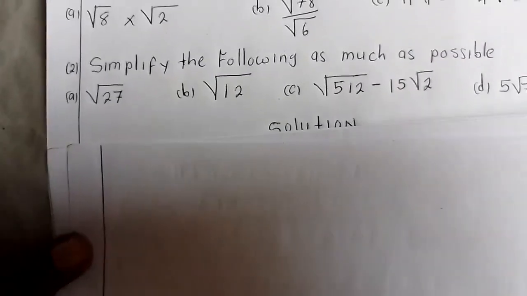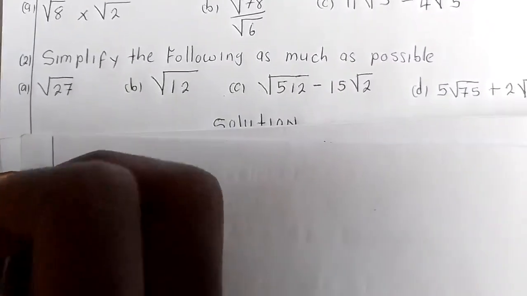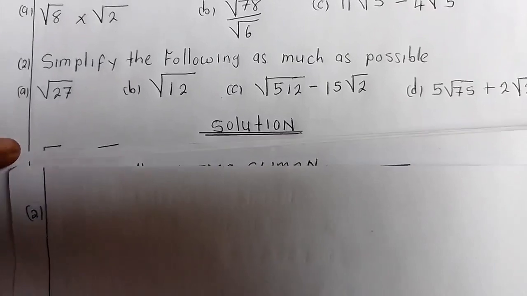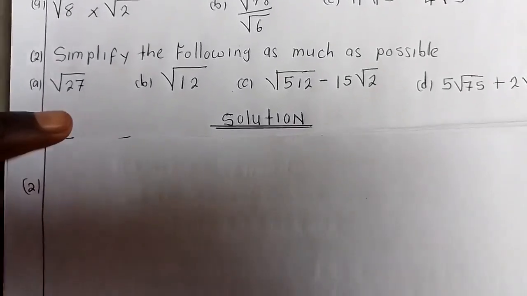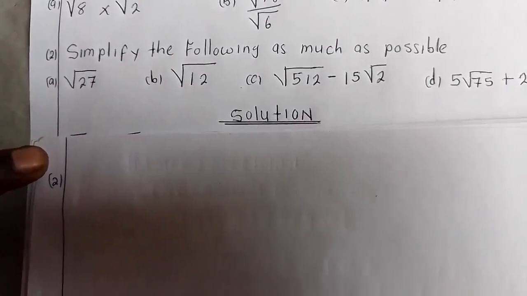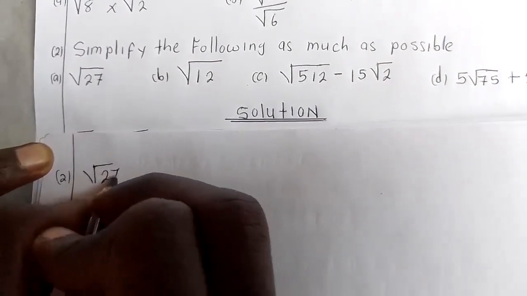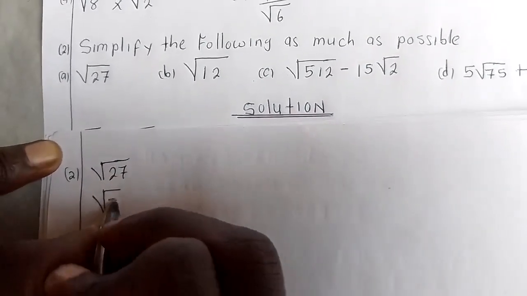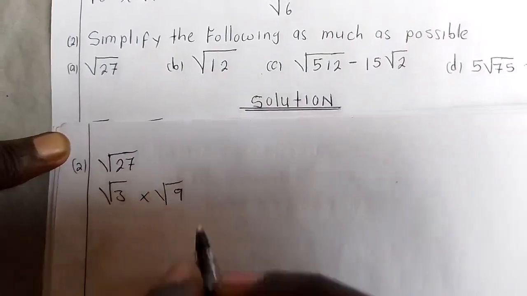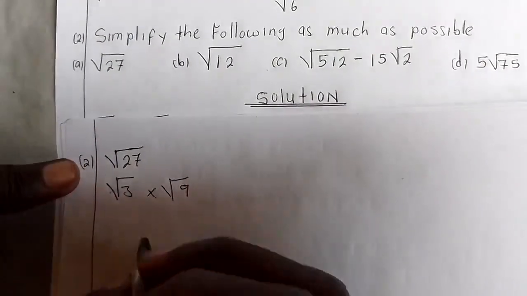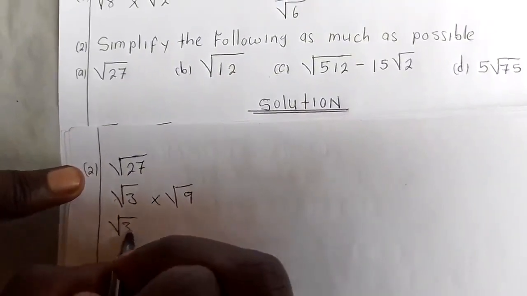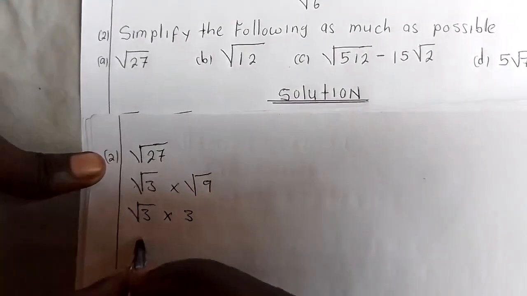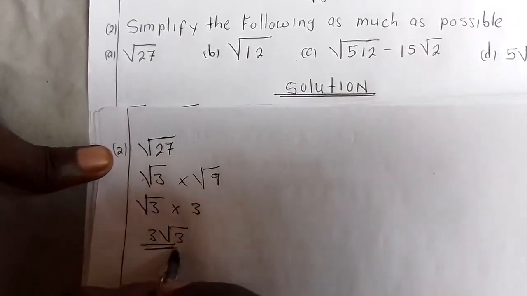Then we come to 2. For 2, they are saying that we simplify the following as much as possible. I'm going to do this very fast so that at least we are done. If you have the root of 27, we know that the root of 27 can be written as the root of 3 multiplied by 9, because if you combine this, it's 27. But then this can also be written as the root of 3 multiplied by 3, because the square root of 9 is 3. So this can be written as 3 root 3.